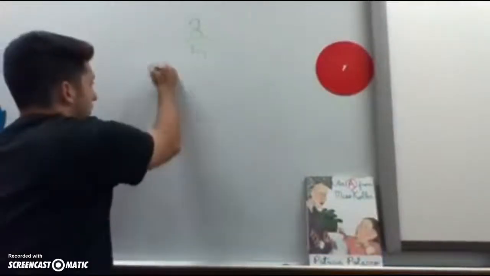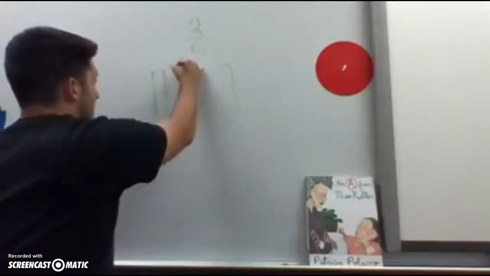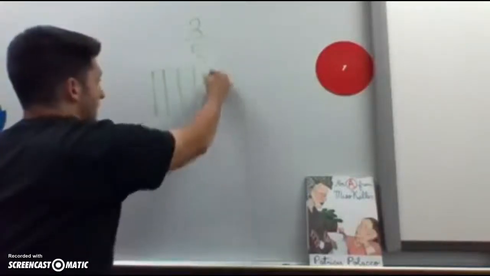So, on your teaching tool 28, I want you to draw, or not draw a box, but you already have a box. In your box on your piece of paper, I want you to turn it into 5 equal parts, like me. 1, 2, 3, 4, 5. Okay, I've got 5 equal parts.